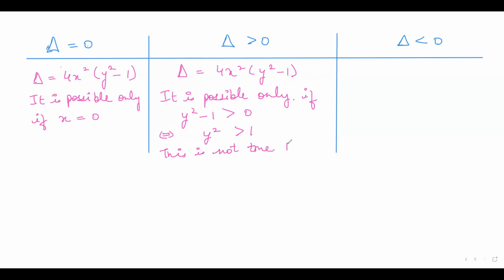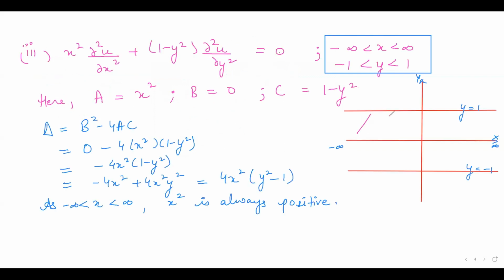Why is this not true? Because y has to lie between minus 1 and 1. It cannot be greater than 1, and it cannot be less than minus 1 either, right? So it has to fall in this range only.